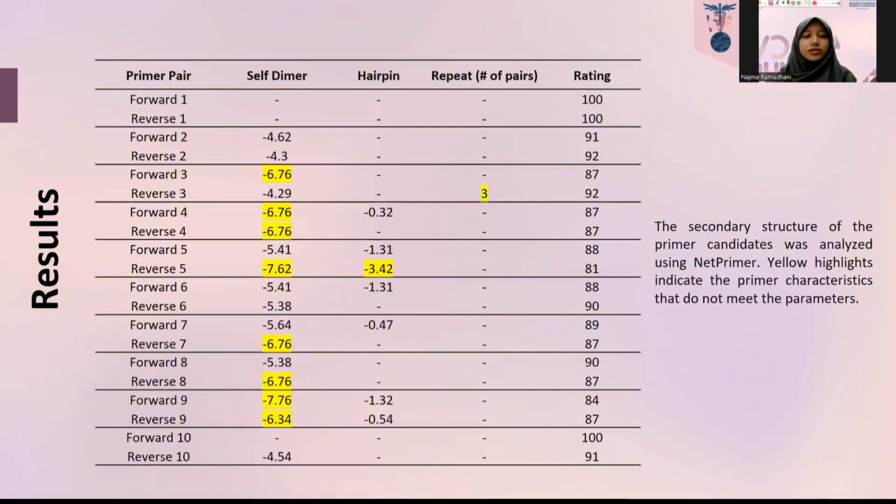This table shows the secondary structure of the primer candidates analyzed using NetPrimer. Yellow highlights indicate the primer characteristics that do not meet the parameters. The analysis results show that 6 primers do not meet the self-primer criteria. In the hairpin analysis, only primer 5 doesn't meet the criteria. In the repeat analysis, only primer 3 doesn't meet the criteria because it has 3 identical nucleotide sequences. The highest rated primer is primer pair 1 with forward and reverse primer rating of 100 each.